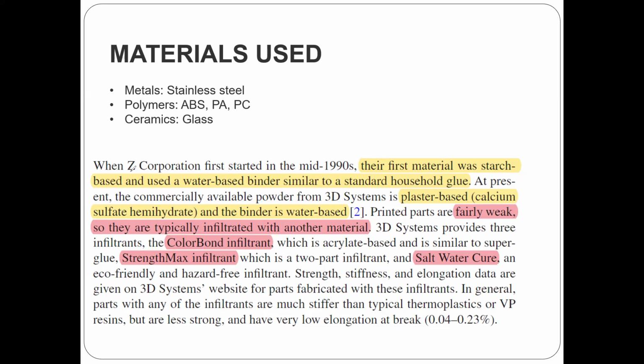So this is from the textbook: when Z Corporation first started in the mid-90s, their first material was starch-based, and they used a water-based binder similar to standard household glue. I think that was just for proof of concept initially when they developed the technology, and then they went ahead. At present, the commercially available powder from 3D Systems is plaster-based calcium sulfate hemihydrate, and the binder is water-based. Printed parts are fairly weak, so they are typically infiltrated with another material.